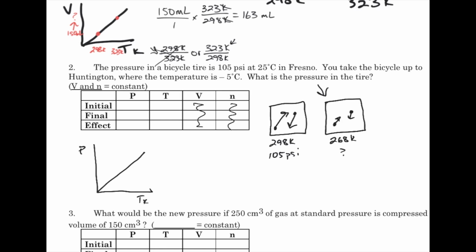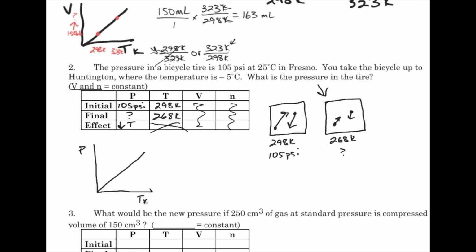So our initial temperature is 298 Kelvin, and our pressure is 105 psi. Our new temperature is 268 Kelvin, and we don't know what the new pressure is. We're going to go ahead and cross this out because the only effect box that we fill out is below the question mark. And then we have kind of already shown that the pressure is going to go down because of temperature, but let's look at it on the graph as well.